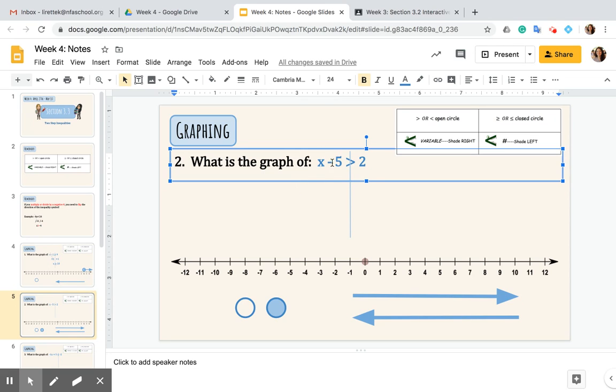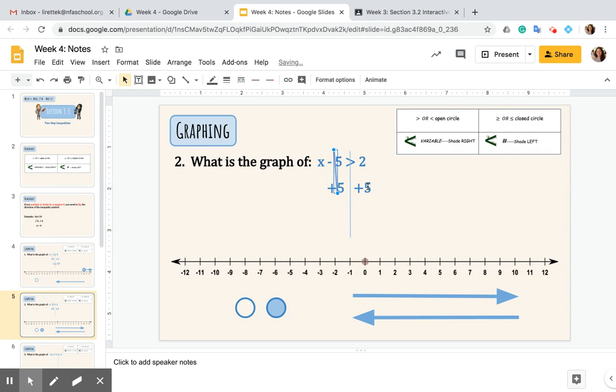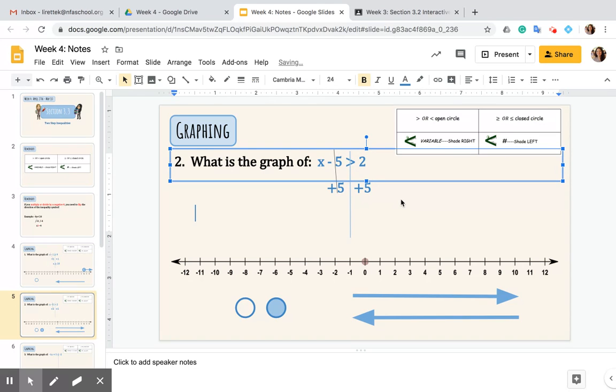Okay, well I need to do the opposite of subtracting 5 because that's the operation happening with the x. Well, the opposite of subtracting 5 is to add 5. I do that to the left. I do that to the right. These cancel out, and I'm left with x on the left. I bring down my inequality symbol. And then on the right, I combine these two. 2 plus 5 gives me 7.